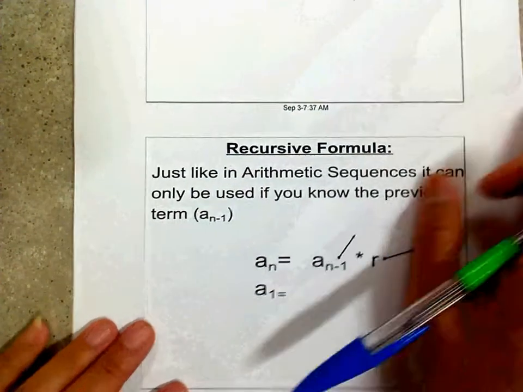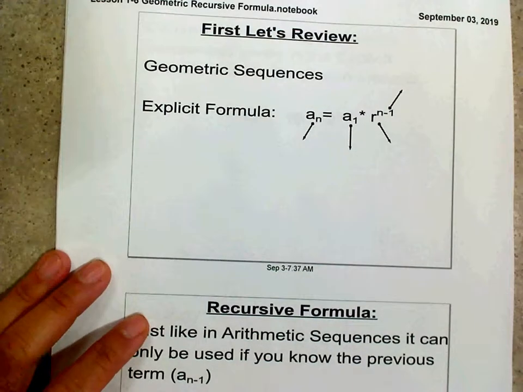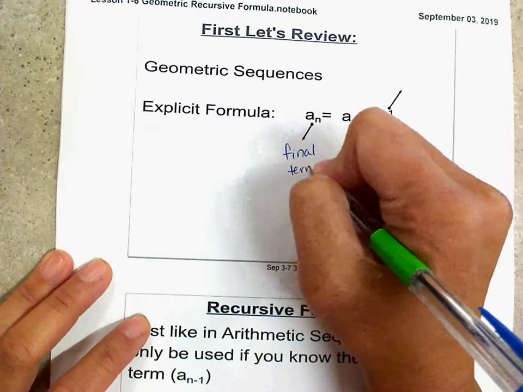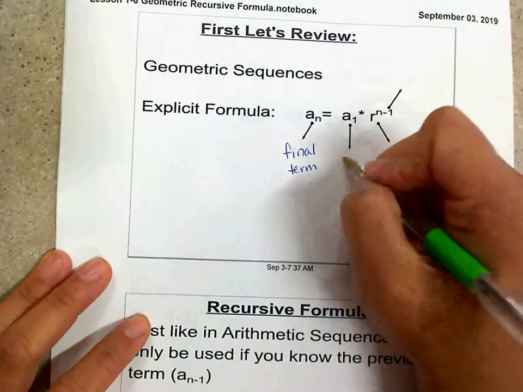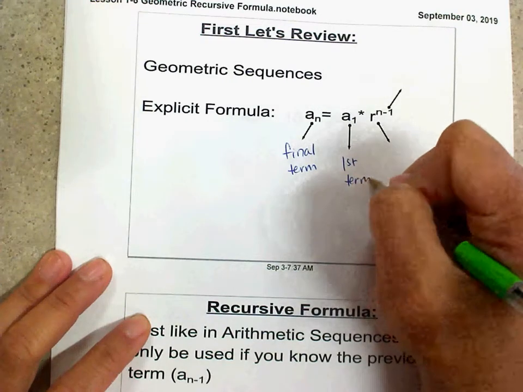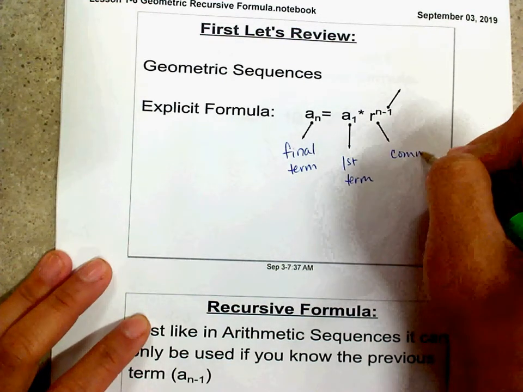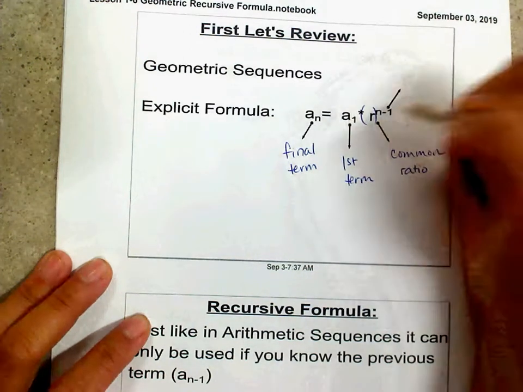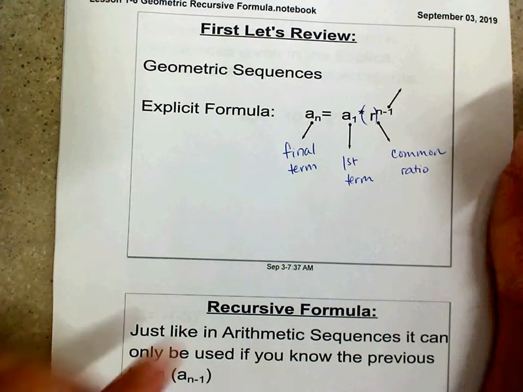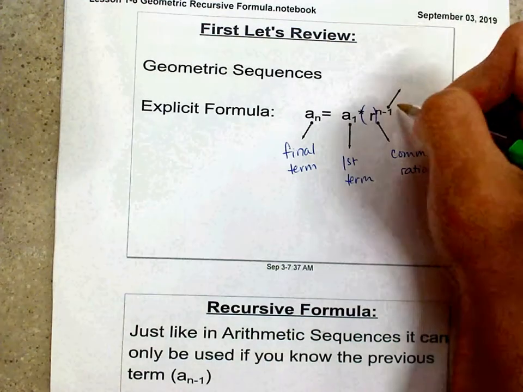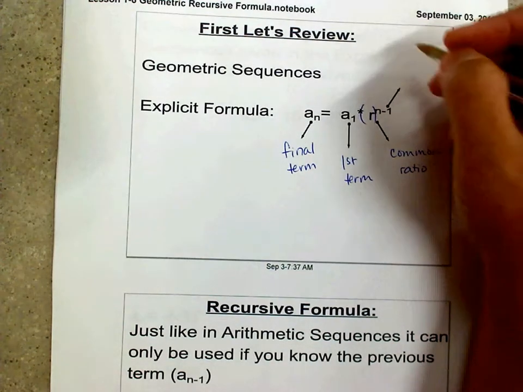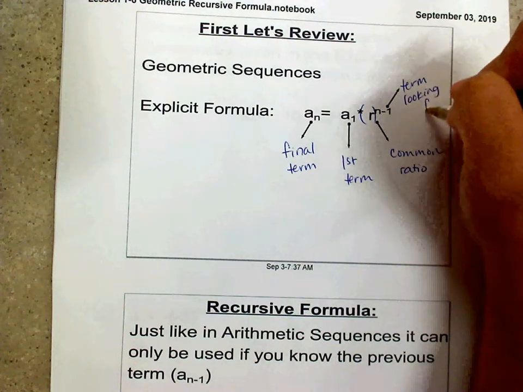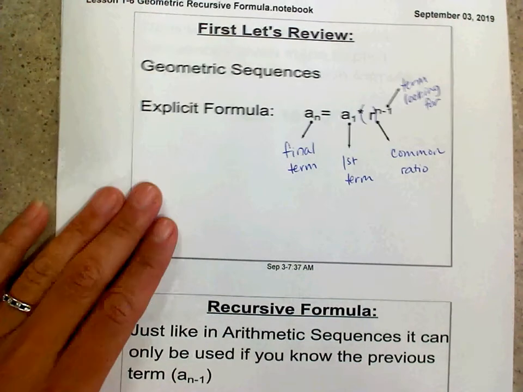Let's review our explicit first. Keep in mind a sub n, that's your final term you're looking for. A sub 1 is your first term. R is your common ratio. And do me a favor, go ahead and put parentheses around that instead of a multiplication sign. N minus 1 is your previous term or the term you're looking for. All right, that's your explicit formula.